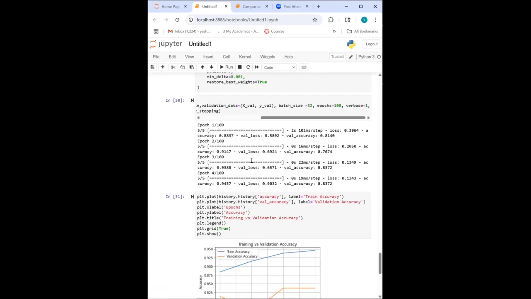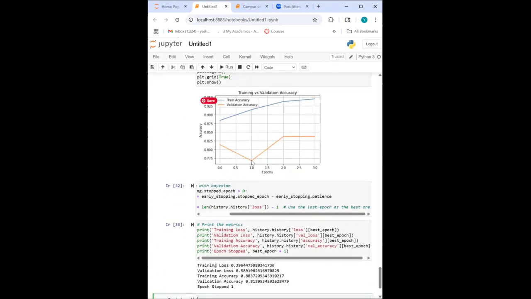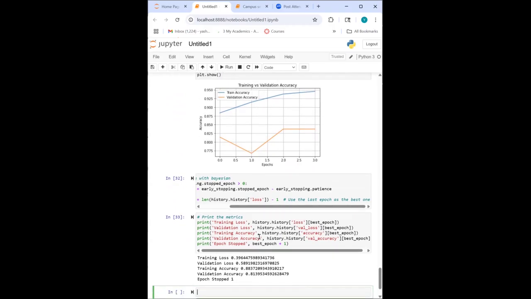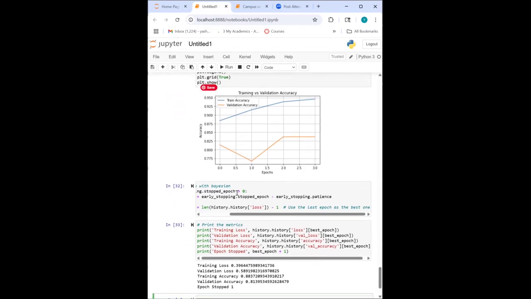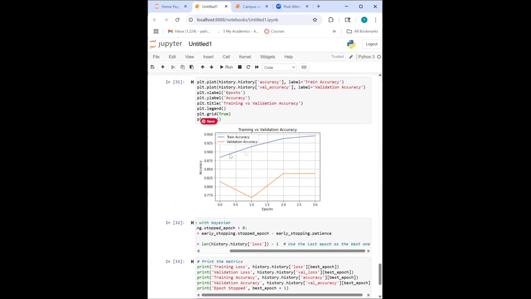So by running the epochs, we find that the best training accuracy is 88.37, validation accuracy is 81.39, validation loss is 58.9, and the training loss is 39.64. The graph shows how the train accuracy is improving and validation accuracy changes after each epoch.